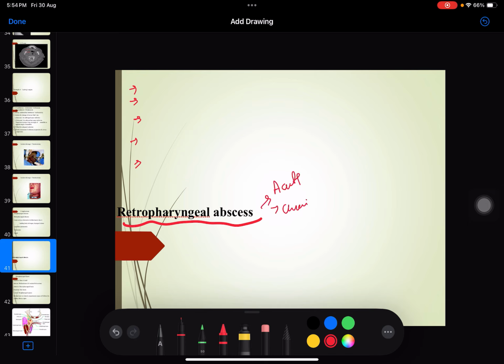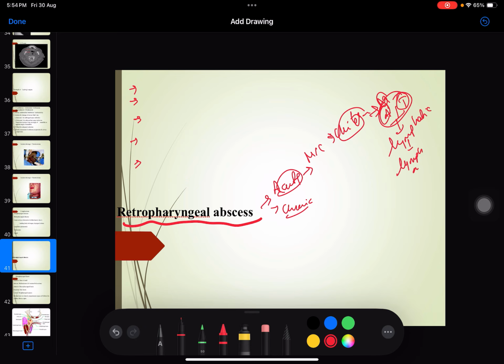Acute retropharyngeal abscess is more common in children. Why? Because children are much more susceptible to adenoid or tonsillar infection. Any adenoid or tonsillar infection can seed through the lymphatic system and go towards the lymph nodes, and in the lymph nodes it involves the lymph nodes of Rouvier.